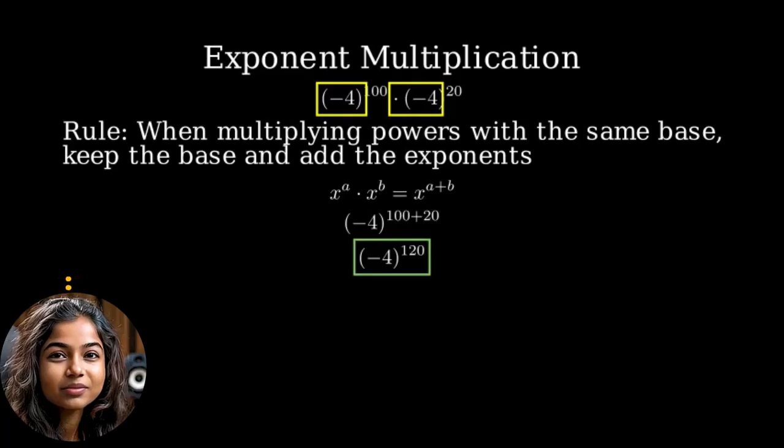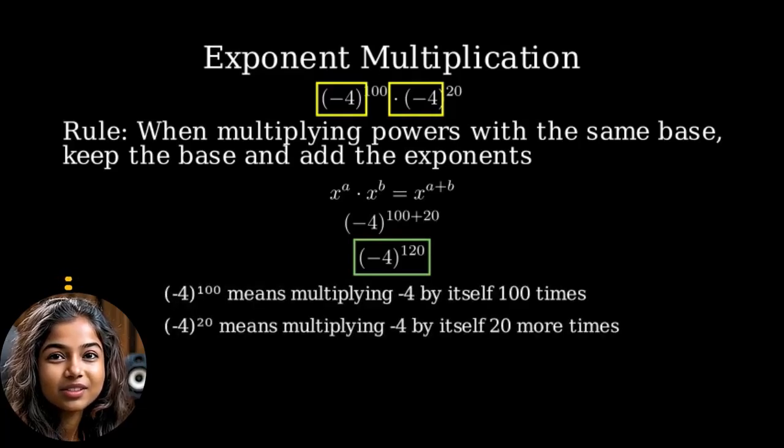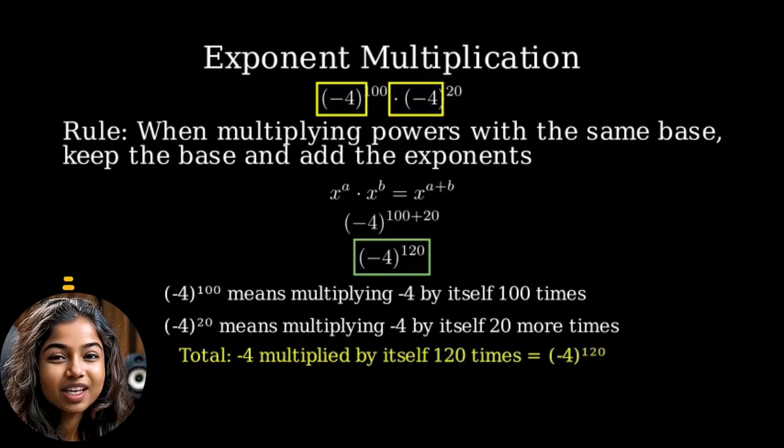Let's verify why this makes sense. When we multiply -4 to the 100th power by -4 to the 20th power, we're essentially multiplying -4 by itself 100 times, and then multiplying that result by -4 20 more times. This gives us -4 multiplied by itself a total of 120 times, which is exactly what our answer shows. -4 to the 120th power.